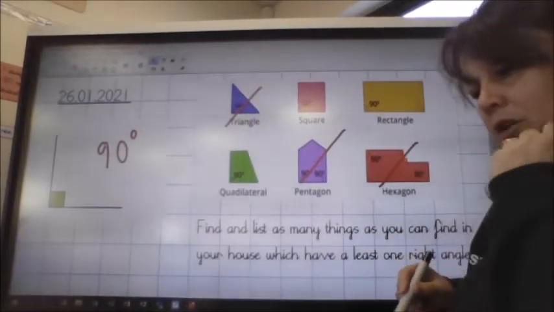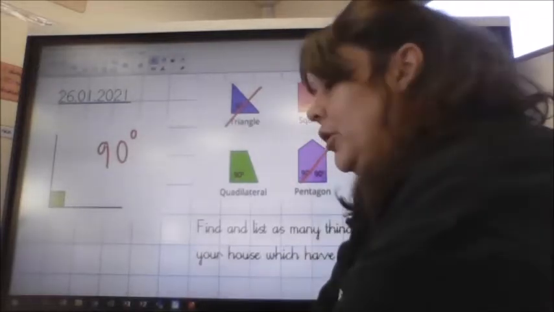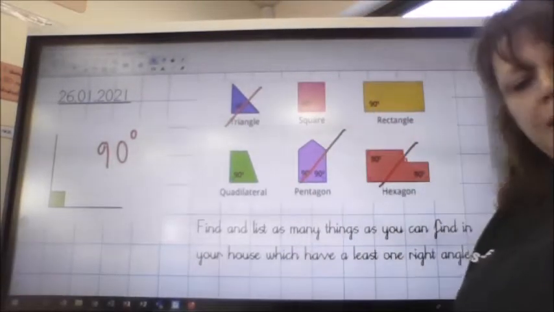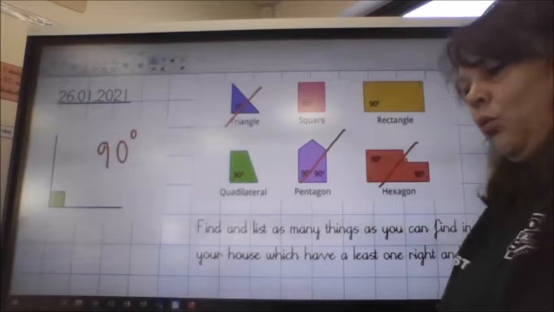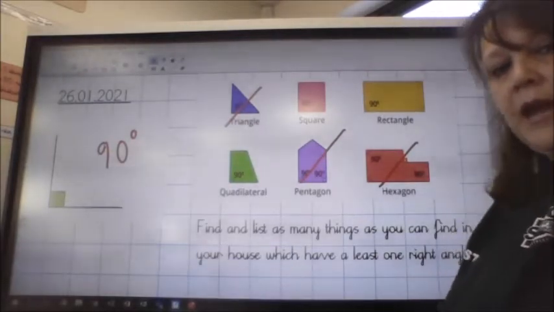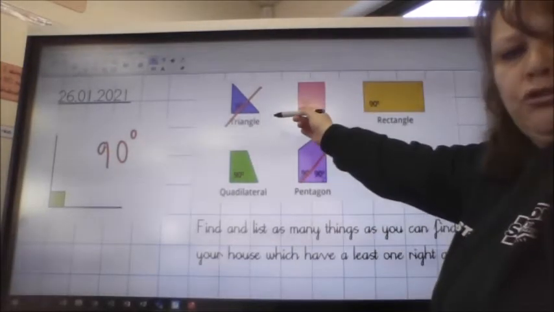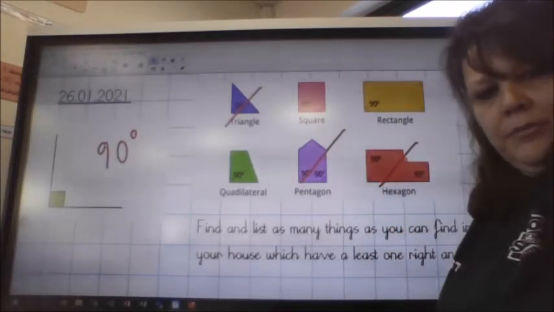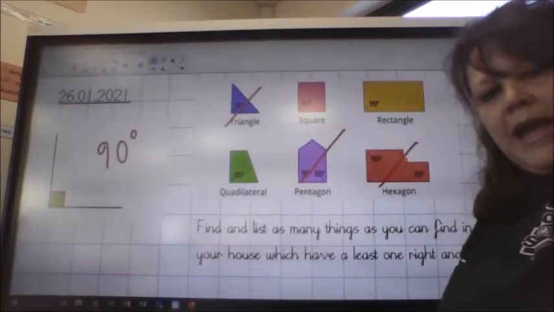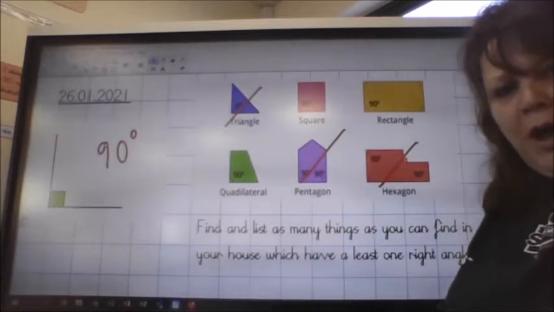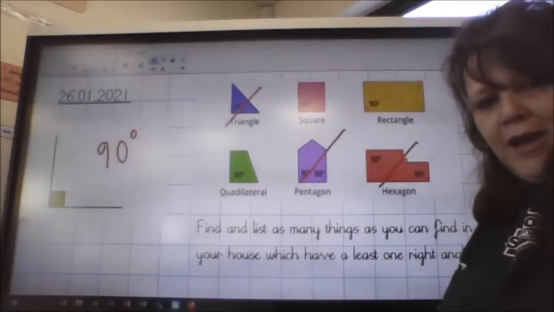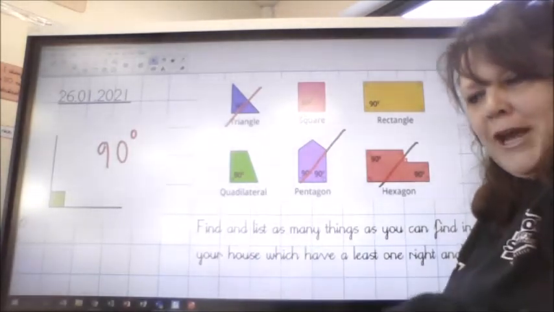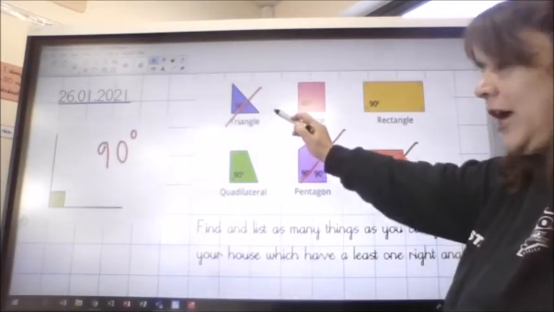First thing you're going to need to do in your booklet is draw 4 shapes that have at least 1 right angle. Now, I've crossed out a triangle, a pentagon and a hexagon, and I wonder if you know why that is. Jot down why you think I've crossed them out.